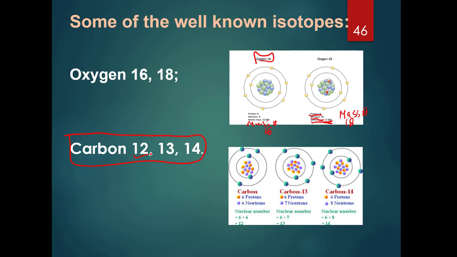Carbon has 3 isotopes, the 12, 13, and 14. So let me go to the next page, and I think I have an empty page there, and I can draw it for you. So the carbon has 3 well-known isotopes. I'm going to draw here. This here is going to be the atomic number, number of protons, number of neutrons, and the mass number.